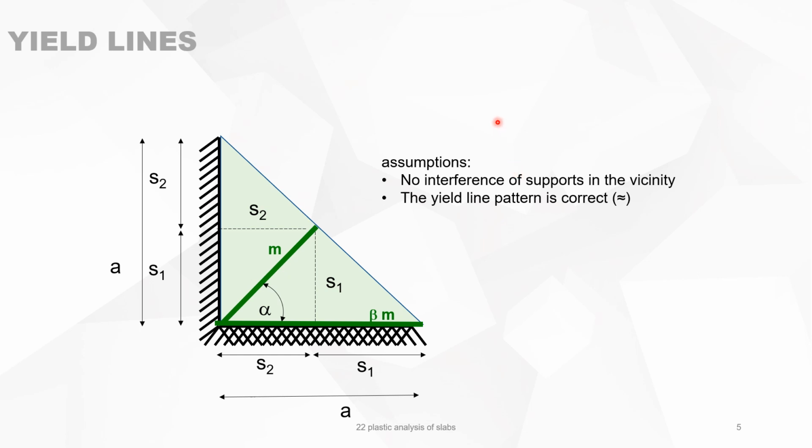Now we make two assumptions. We assume that there is no interference of supports in the vicinity, so that means that the other supports further on have no influence on the angle alpha, giving the direction of the yield line. And we assume that the yield line pattern is correct, so that there are no other yield lines crossing around or yield lines in not straight lines or whatsoever. So those are the two assumptions: the yield line pattern is correct and there is no interference of supports in the vicinity.